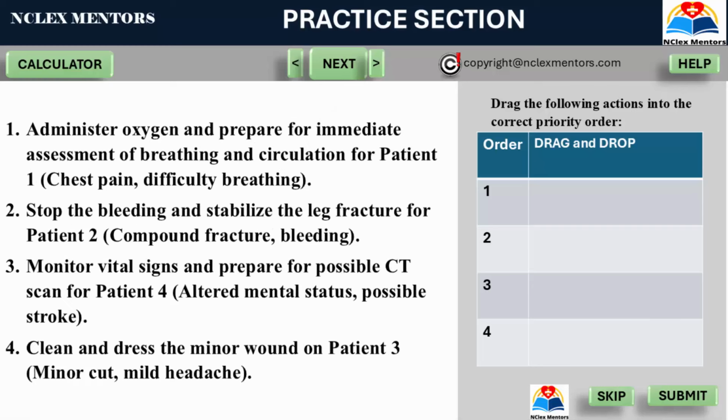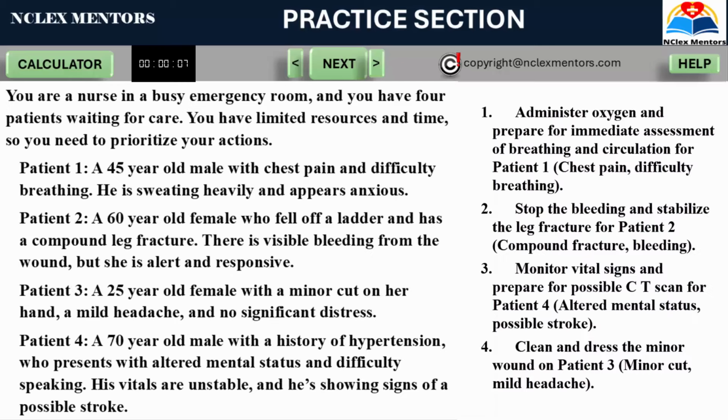1. Administer oxygen and prepare for immediate assessment of breathing and circulation for patient 1, chest pain, difficulty breathing. 2. Stop the bleeding and stabilize the leg fracture for patient 2, compound fracture, bleeding. 3. Monitor vital signs and prepare for possible CT scan for patient 4, altered mental status, possible stroke. 4. Clean and dress the minor wound on patient 3, minor cut, mild headache. Take a second to think it through. Ready? Let's go over the correct order from highest to lowest priority.